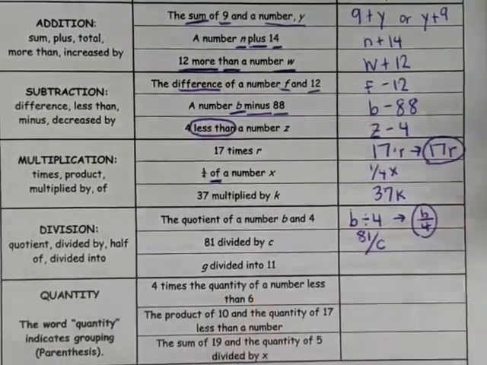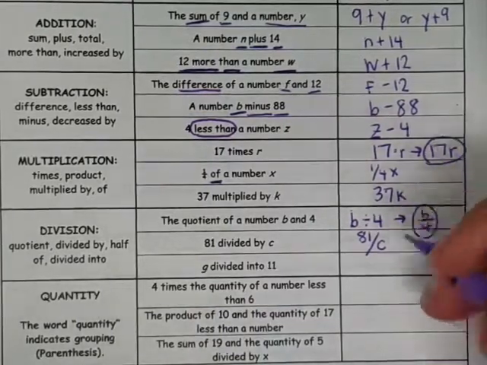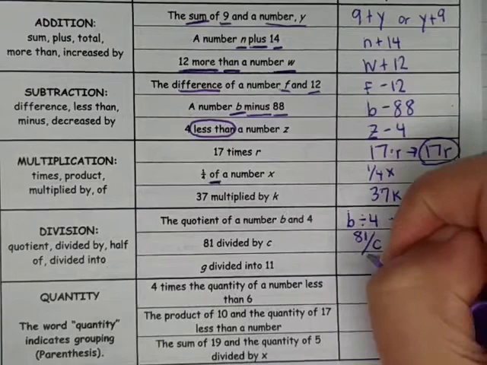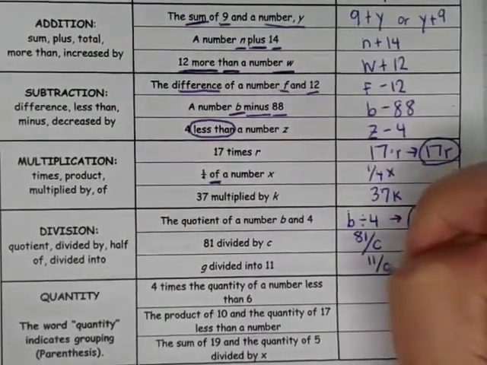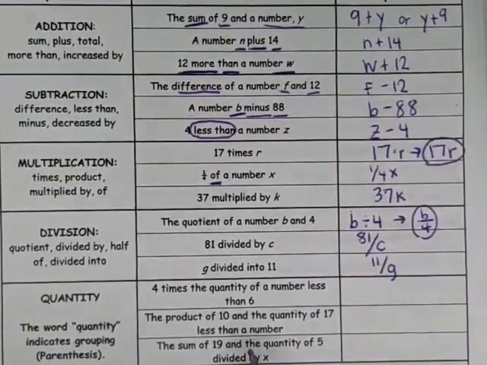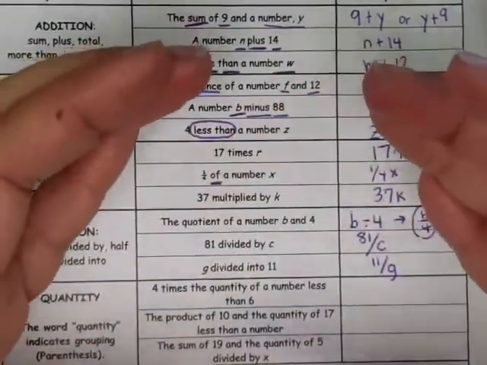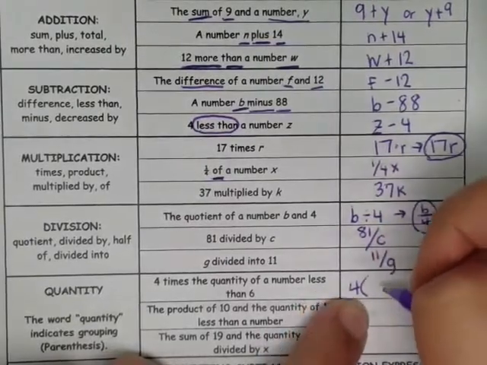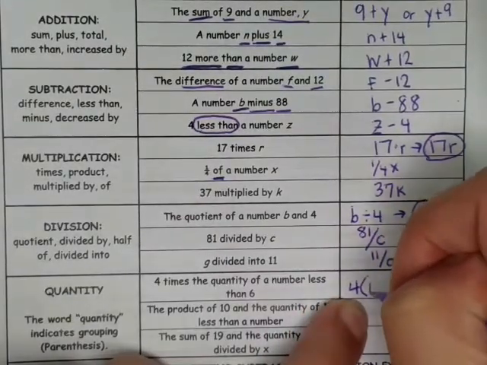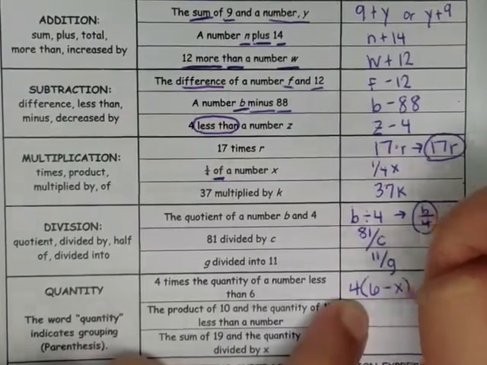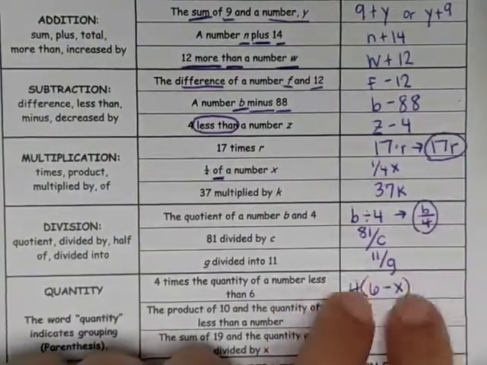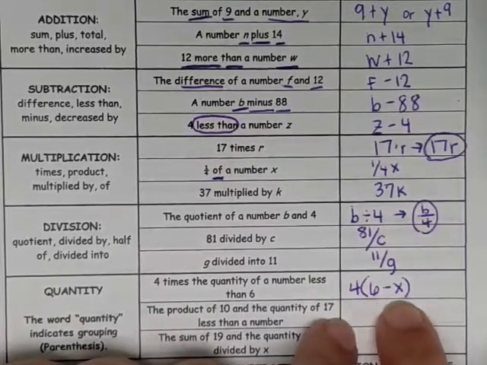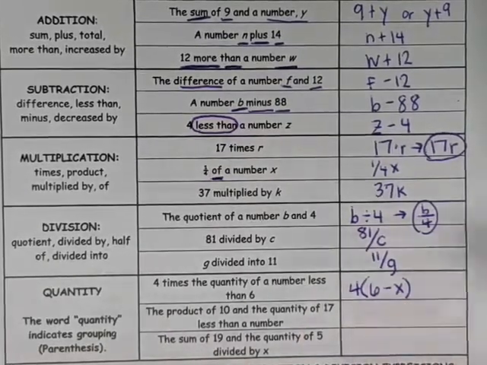And then g divided into 11. So 11 is being divided by g. And then quantity is using parentheses. So right here, 4 times the quantity of a number less than 6. So 6 minus a number. So 4 times the quantity of, because there's the quantity using parentheses, 6 minus x, because x is less than 6.